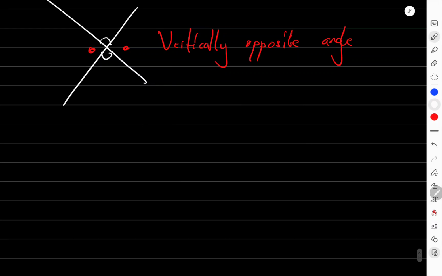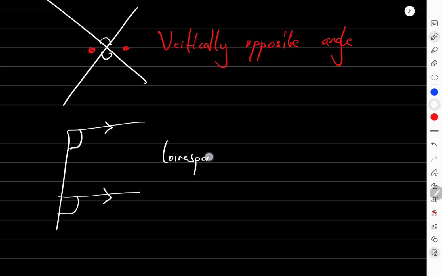Now, also, if you see an F shape that is being formed, the angle that is found here and the angle that is found there, they are the same. If these two lines are parallel, reason is going to be corresponding angles. After writing corresponding angles, you have to tell me the lines that are parallel. Let me just say AP is parallel to CD.